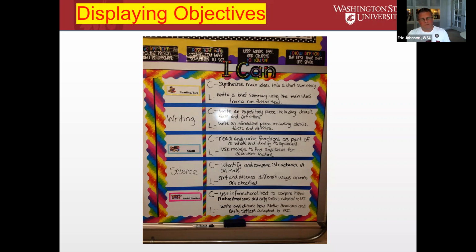And so I've had, in 15 years, students display objectives in countless ways. And once you display it, this is just a picture of one teacher, elementary, that has all the content areas, and she has a C and an L, content and language, for each content area. And so the students can always refer to that no matter what time of day, what content area they're in. And I thought that was great.